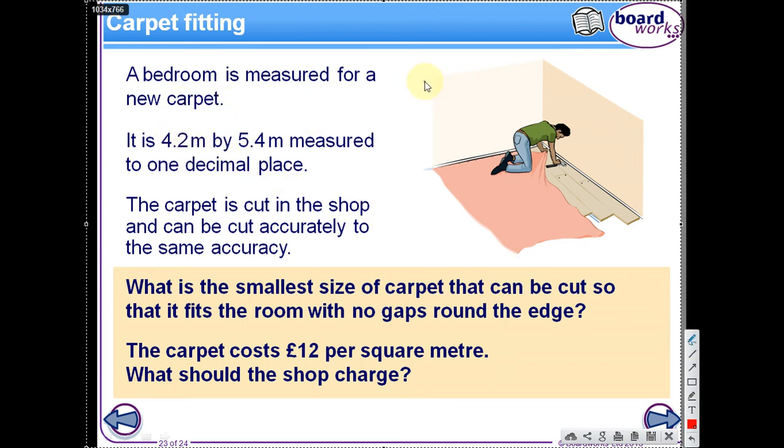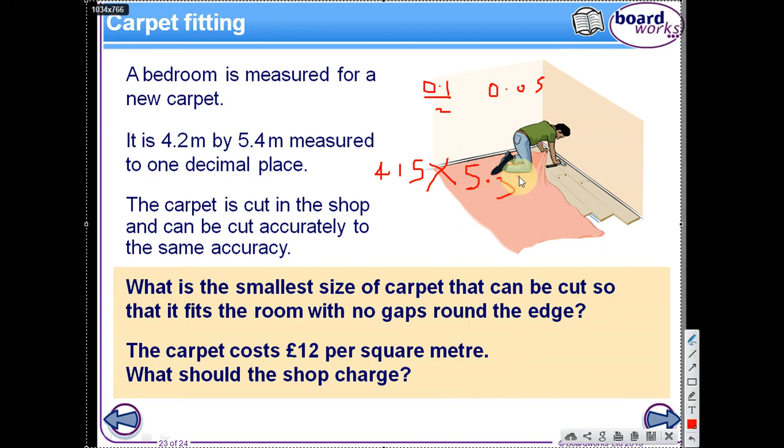So to 1 dp now, 0.1 divided by 2, so that is 0.05. So I'm going to do 4.2 minus 0.05, and that gives me 4.15. So the lower bound there is 4.15 for the first part. Then take away 0.05 from 5.4, and that is 5.35.